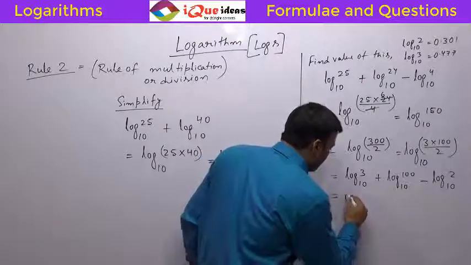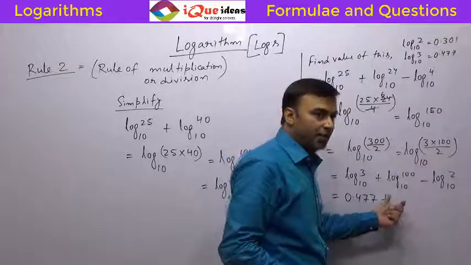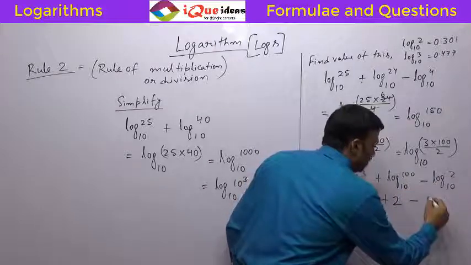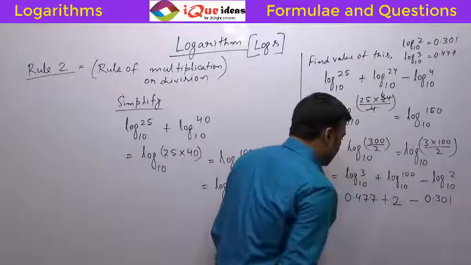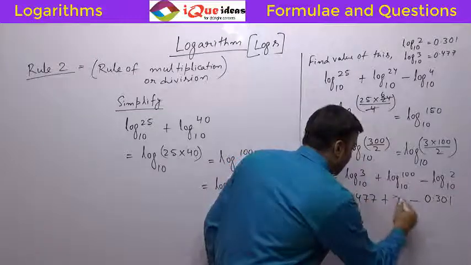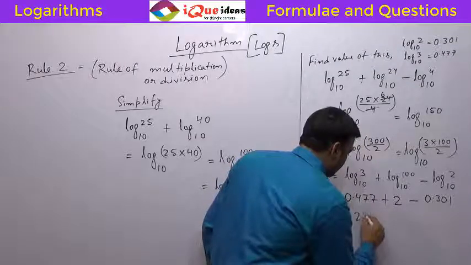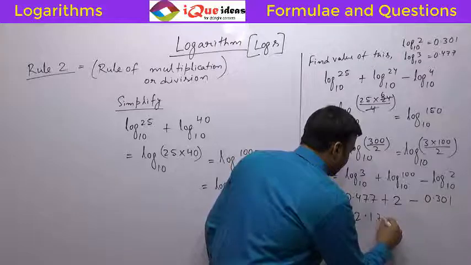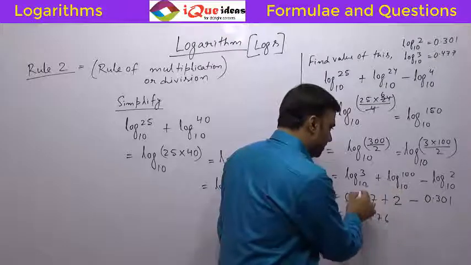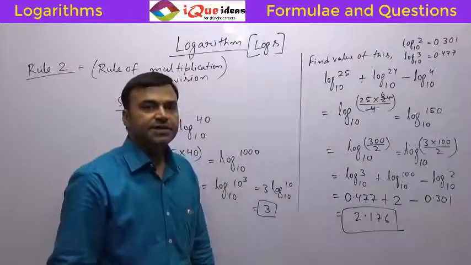So it becomes 0.477 plus. Now we know that 100 is 10 square. So it becomes 2. Log 100 to the base 10 is 2. Minus log 2 to the base 10 is given, 0.301. So 0.477 minus 0.301, if you add and subtract the whole thing, it will become 2.176. Alright. So 7 minus 1 is 6, 7 minus 0 is 7, 4 minus 3 is 1. So the final answer of this question is 2.176.